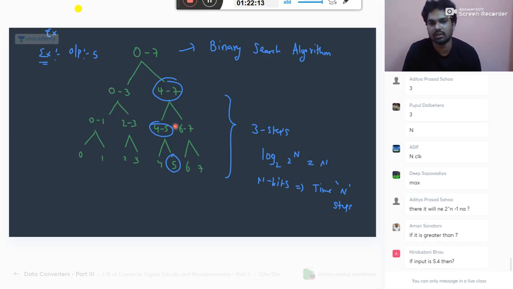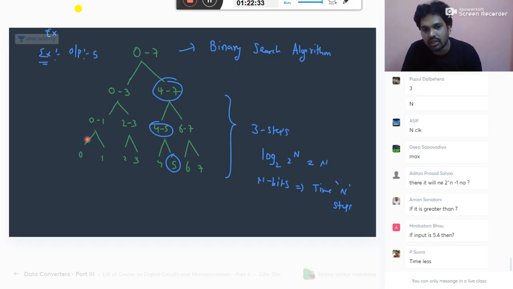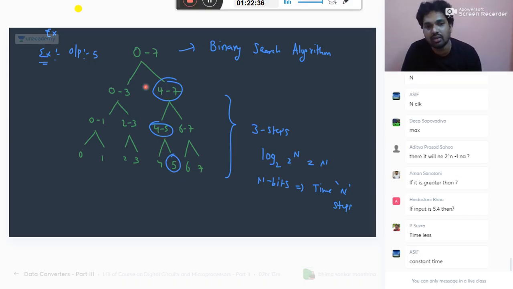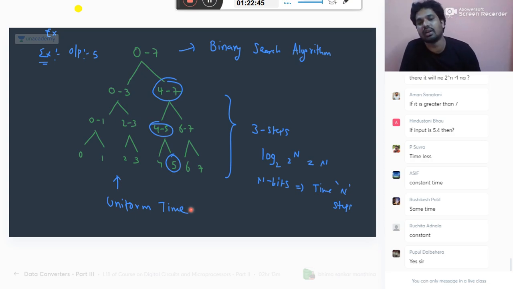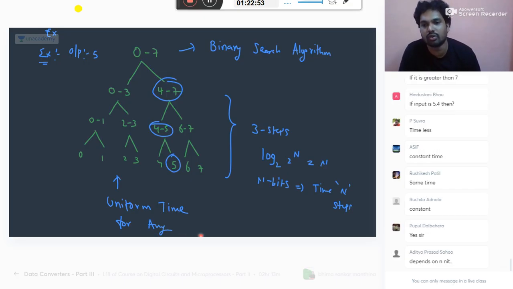Okay, so now see here, if it is 4 bits, you can say 0 to 15, then you can accordingly divide it. Now tell me, in 3 steps you can do this job irrespective of your bits. So what is the advantage here? Whatever may be the data, whatever may be your output, whether your output is 0 or 1 or 2 or 3 or 4 or 5 or 6, in any case, your output is coming here only. That is, it is having uniform conversion time. It requires uniform time for any input. You search anything, it will give you uniform conversion time.